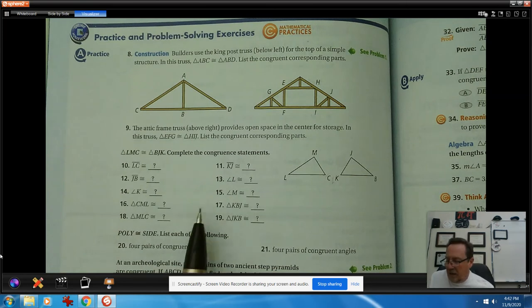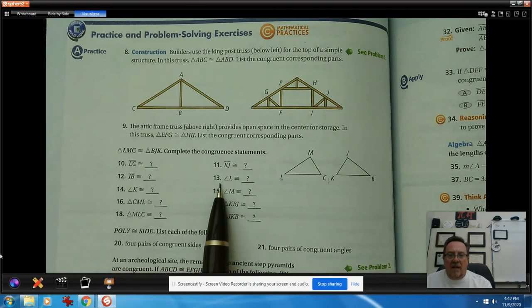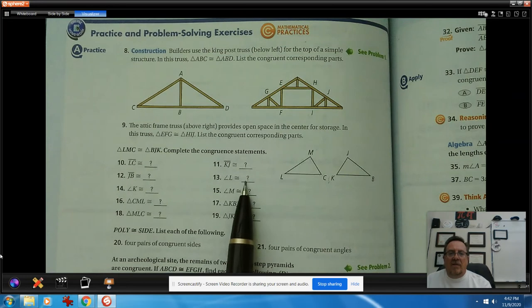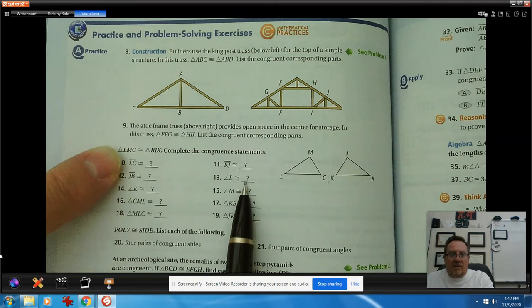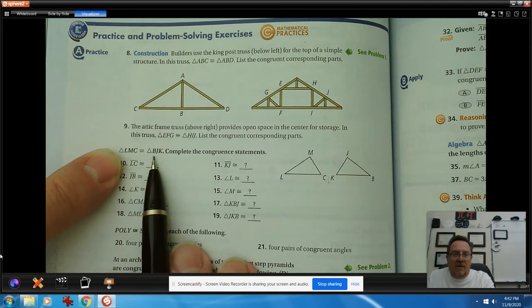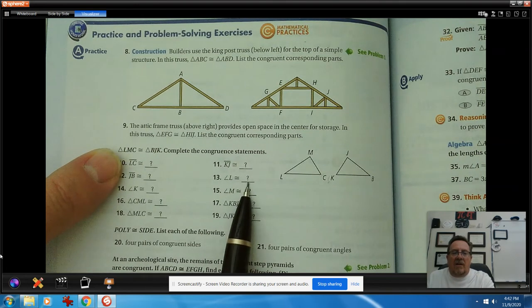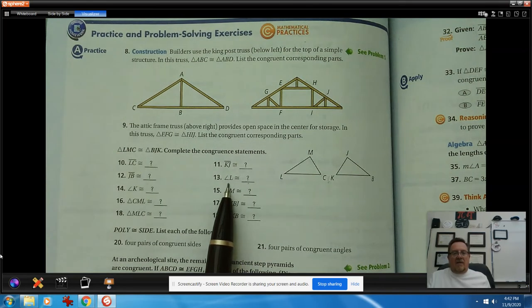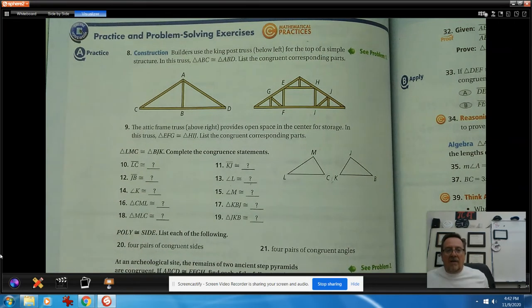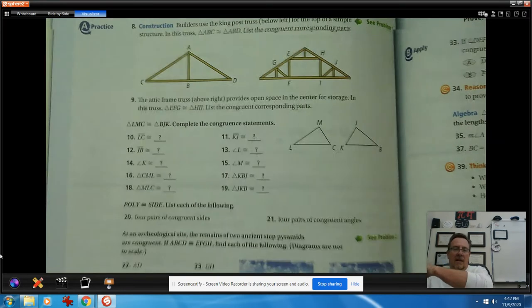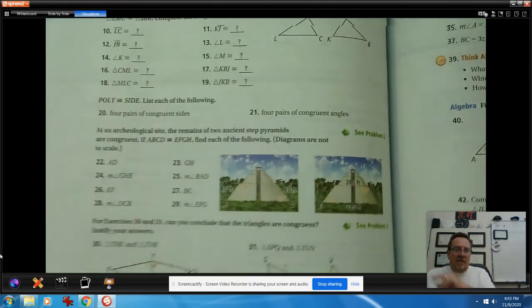Okay, skipping on down the road, look at number 13. It says angle L is congruent to which angle? Sure, you can look at the picture, but you don't even need to. L is the first letter of this figure, so its corresponding angle has got to be B. So angle L would be congruent to angle B. Again, don't just write B, write angle B. There's the angle symbol, right? That's angle L. So anyways, go through those. You can write the appropriate names down and fill in those blanks.